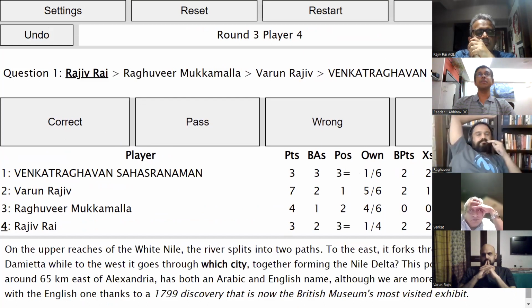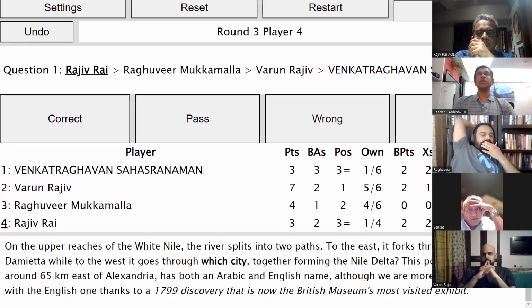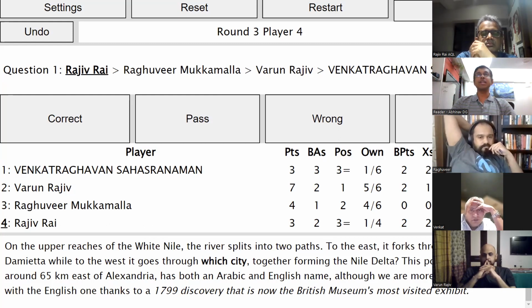Okay, Rajiv, your question. On the upper reaches of the White Nile, the river splits into two paths. To the east, it forks through Damietta, while to the west, it goes through which city, together forming the Nile Delta? This fourth city, around 65 kilometers east of Alexandria, has both an Arabic and an English name, although we're more familiar with the latter thanks to a 1799 discovery that's now the British Museum's most visited exhibit.